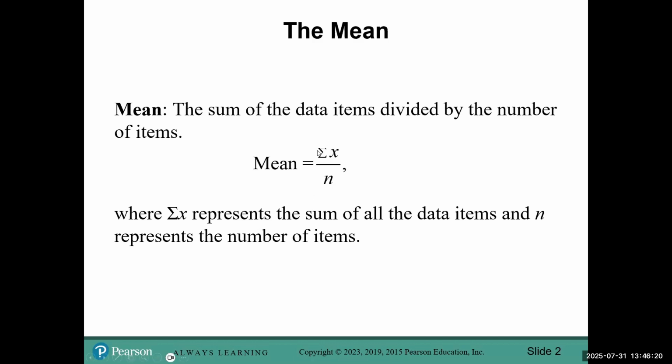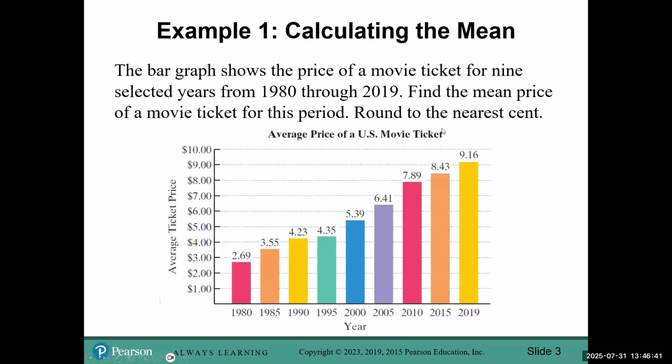This little funky looking E is actually a Greek letter S. It's pronounced sigma. It's the uppercase Greek sigma. And it stands in math for sum. So take the sum of all of the X values, all of the data items that we collected, and then divide by N, which is the number of data items that we collected. Let's look at an example.